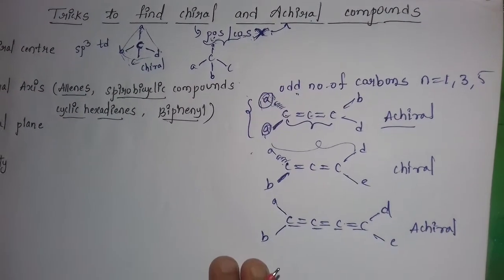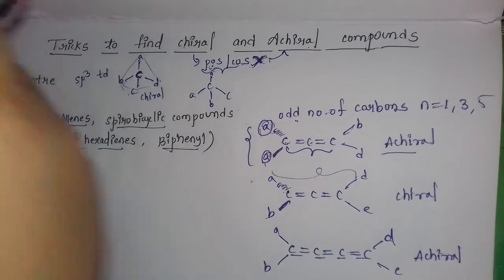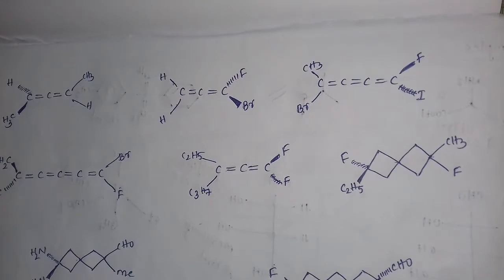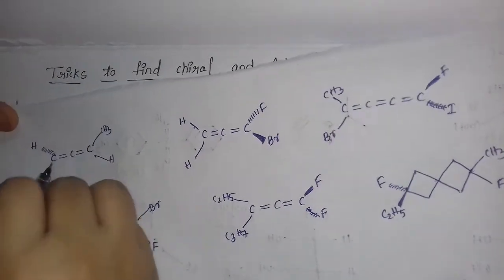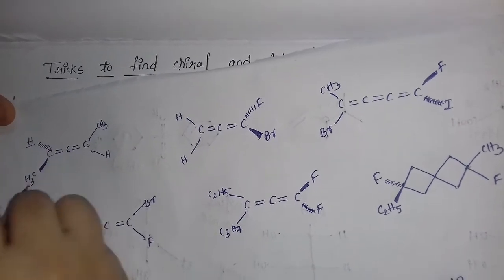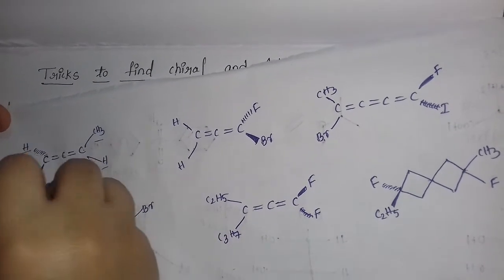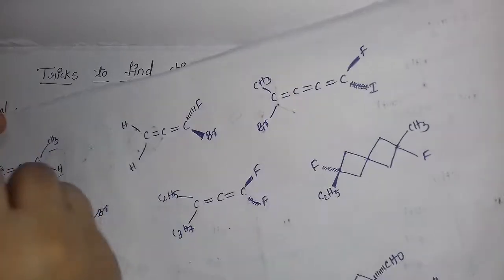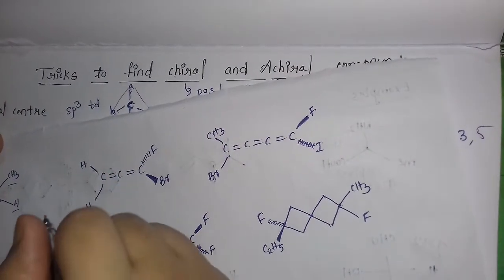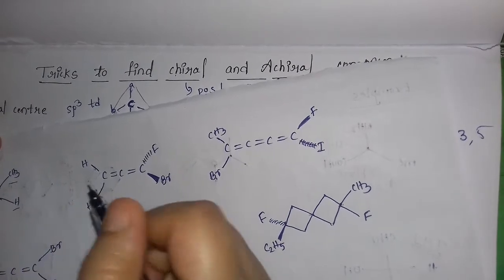So let's see some examples of this, which I have written here. We'll practice. Here you first see an odd number of carbons, 1, 2, 3. Now you see different groups here and here, so it is chiral. You can assign R and S configuration in this, according to the CIP rule. For that I'll make another video for you.